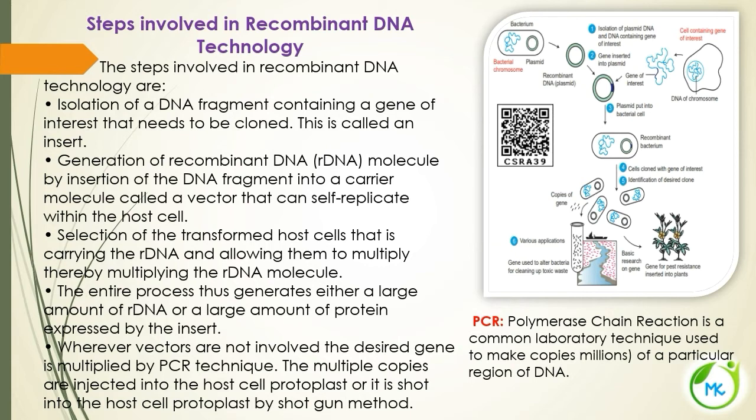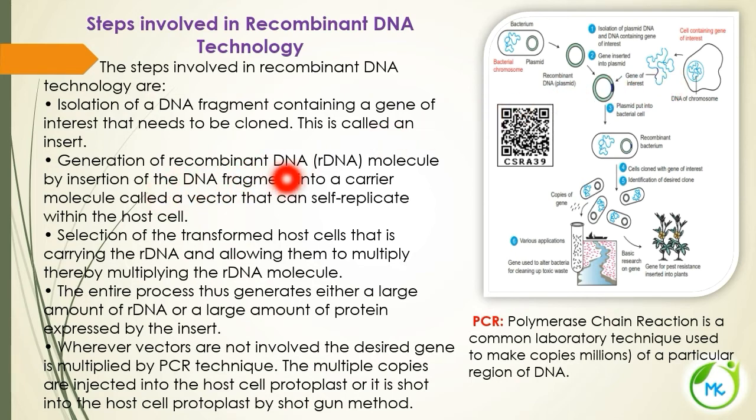First, let's discuss the steps involved in recombinant DNA technology. So, it is a very important answer. Write in detail about the steps involved in recombinant DNA technology. The first step, we have to isolate the DNA fragment containing the gene of interest that needs to be cloned. Whatever the gene that we are going to clone, we have to isolate that specific gene from the organism. So, this step is called isolation of DNA fragment. And the segment that you are going to take is the gene of interest. So, this is the first step. So, we are going to take the gene of interest.